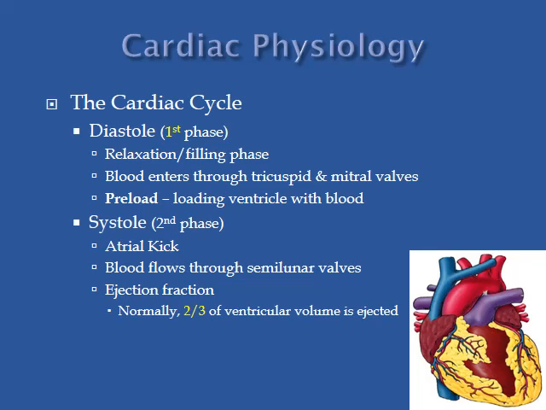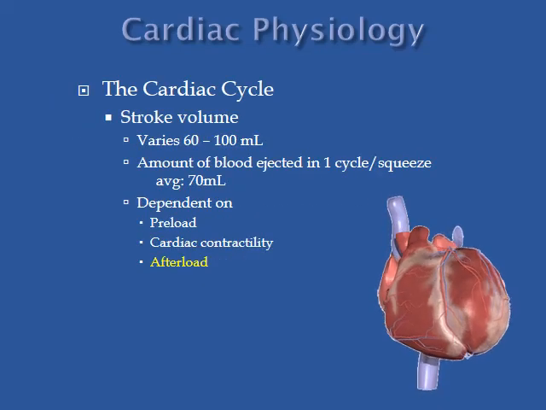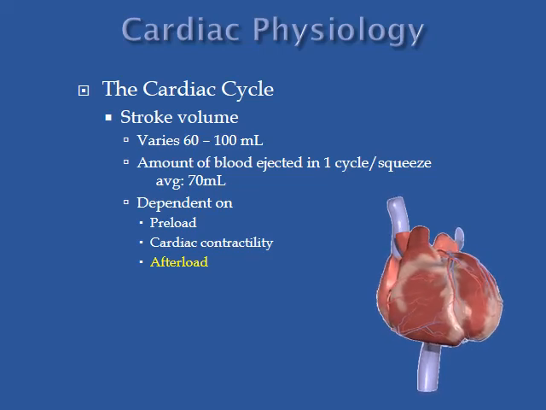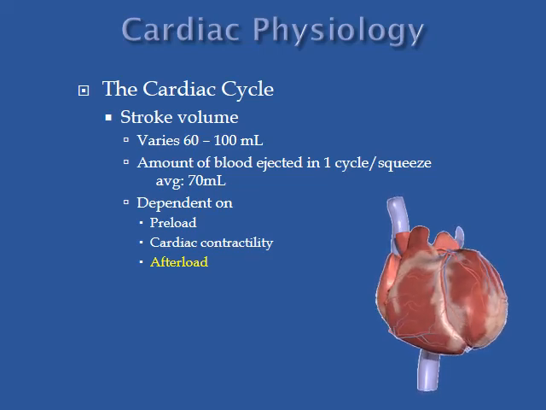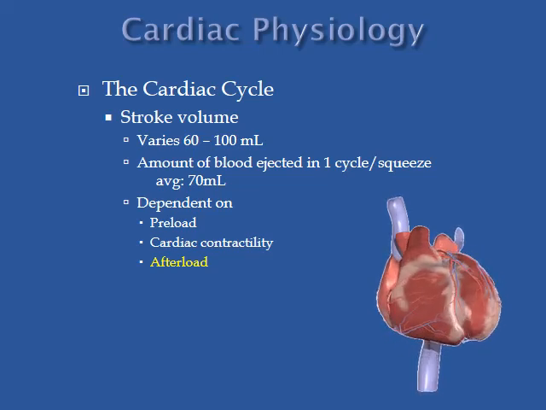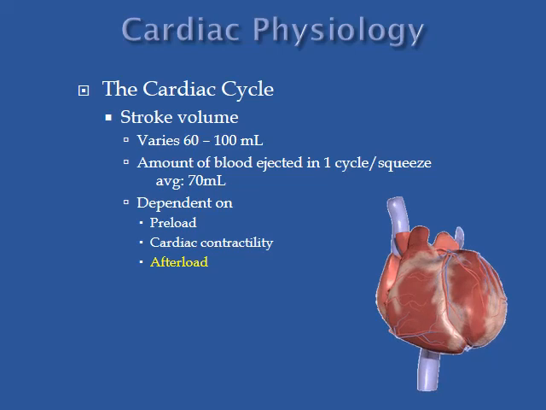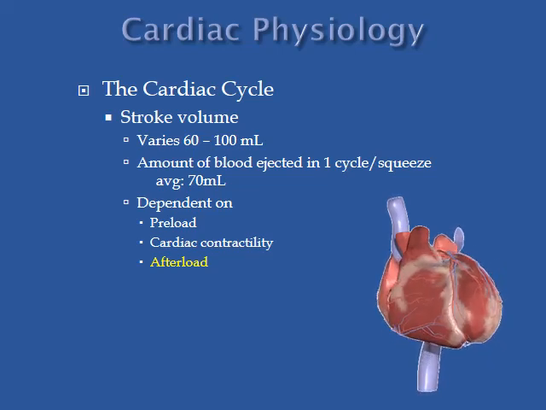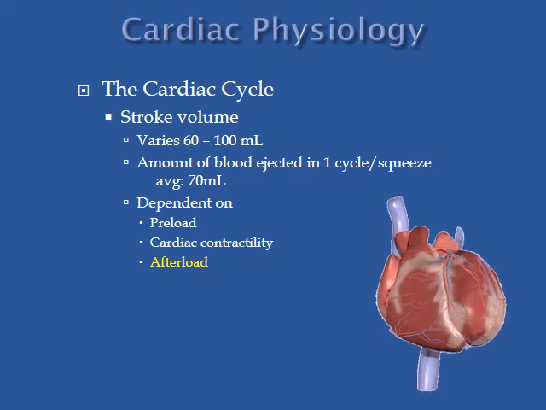One thing you may hear in your ICU rotations is ejection fraction. A normal ejection fraction is 2/3 the volume of your ventricles. So keep that in mind, 2/3 the volume of your ventricles. All right, following on with that ejection fraction, let's talk about stroke volume. Remember, ejection fraction is 2/3 the volume of those ventricles, and a normal stroke volume is about 70 milliliters or 70 cc's, and that's what is squeezed out during that systole cycle.